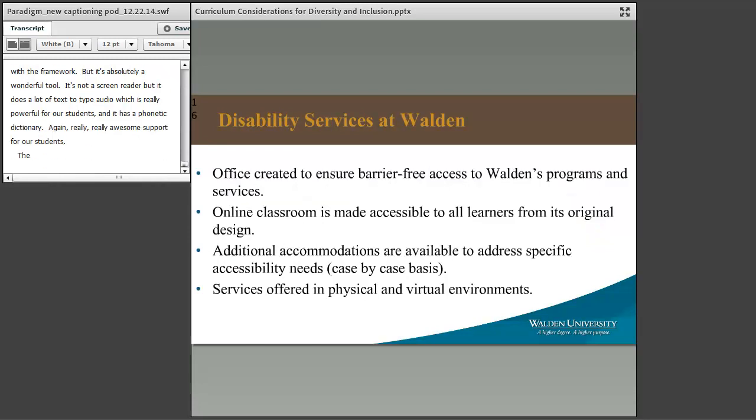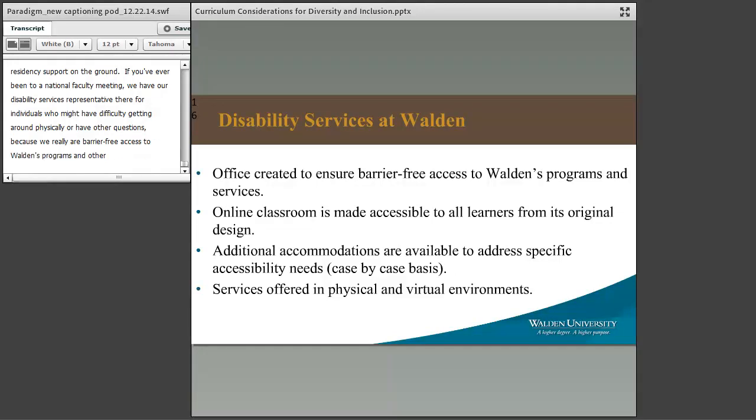The Office of Disability Services also has residency support on the ground. If you've ever been to a national faculty meeting, we have our disability services representatives there for individuals who might have difficulty getting around physically or have other questions, because we really want barrier-free access to Walden's programs, our residencies, and all of the experiences that contribute to learning here.